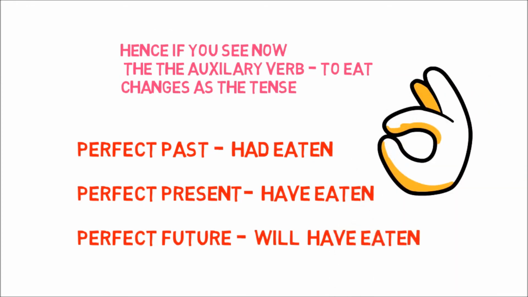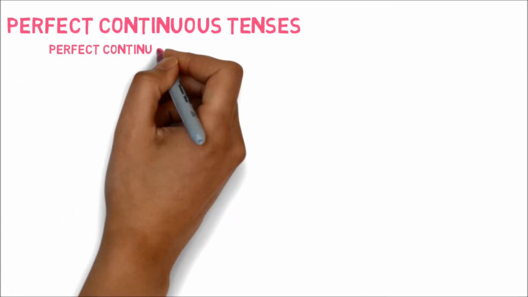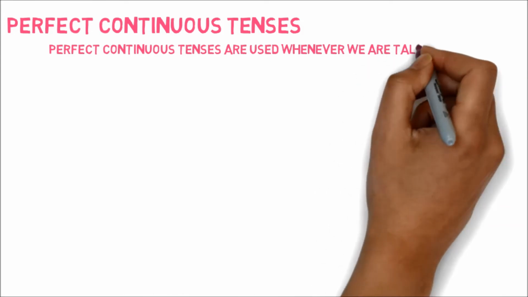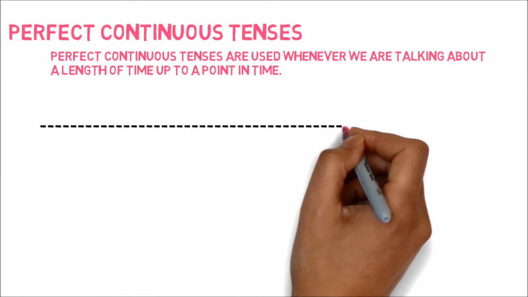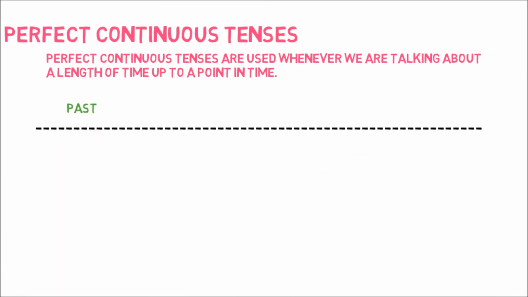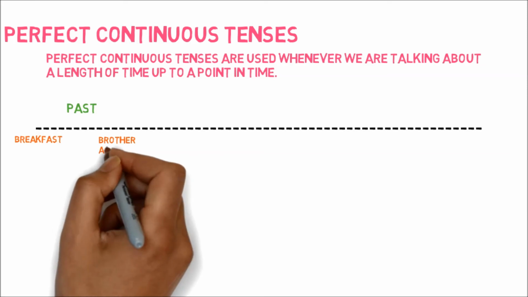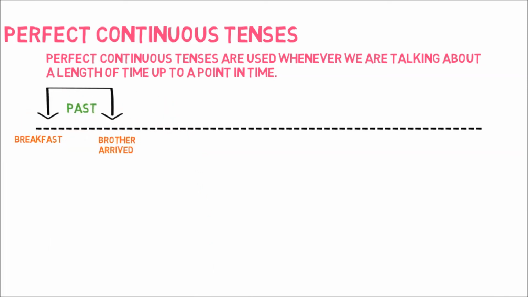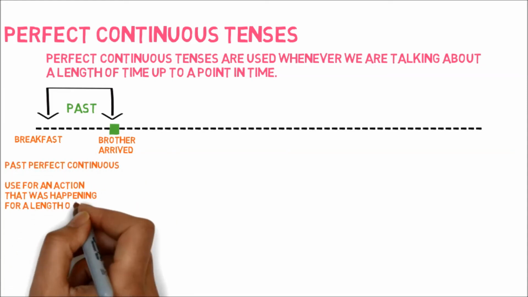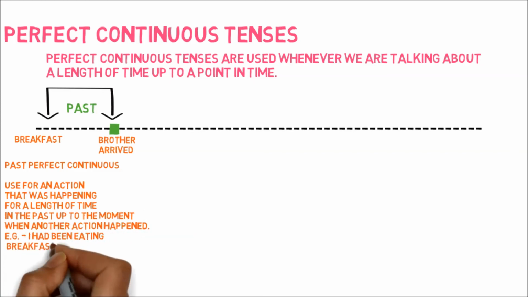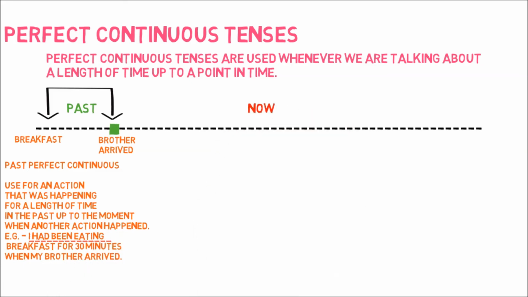Wow, that's really good. Let's go ahead with perfect continuous tenses. Perfect continuous tenses are used whenever we are talking about a length of time up to a point in time. Let us see how this looks on the timeline. We are still having the breakfast and we are still brother arriving. Now let's see past perfect continuous. For length of time up to a moment. Example, I had been eating breakfast for 30 minutes when my brother arrived.